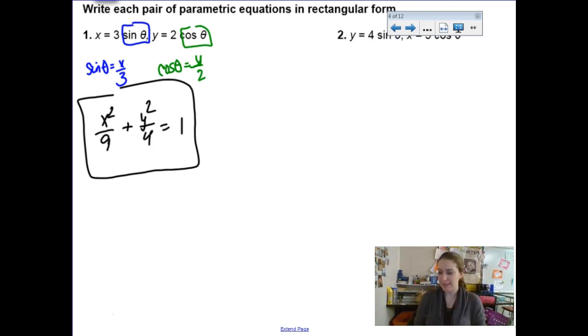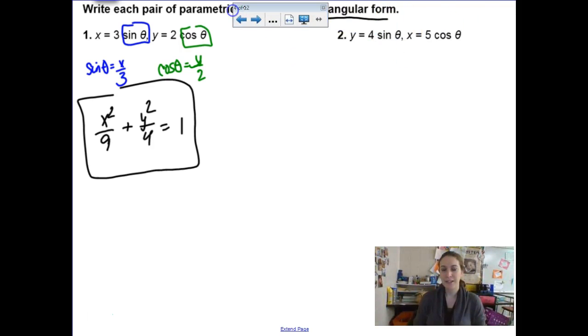Alright, this next one I can't see, so let's move this out of the way. So very similar. Sine would be y over 4.